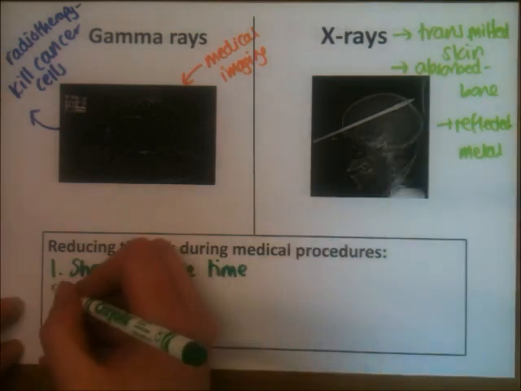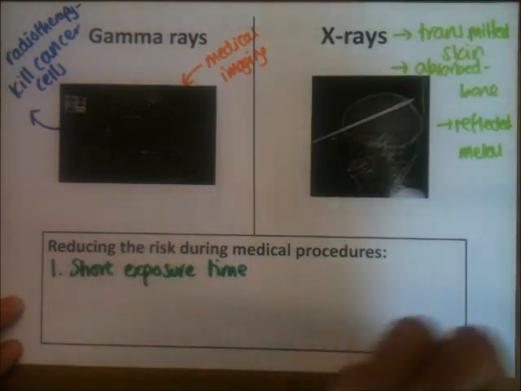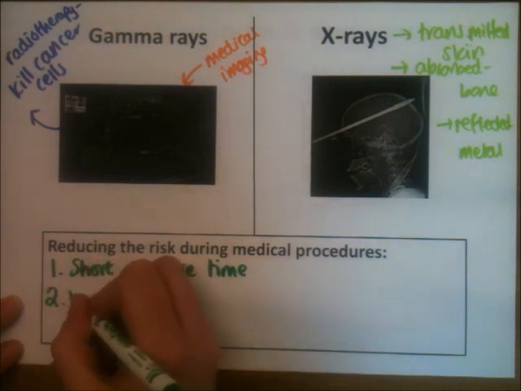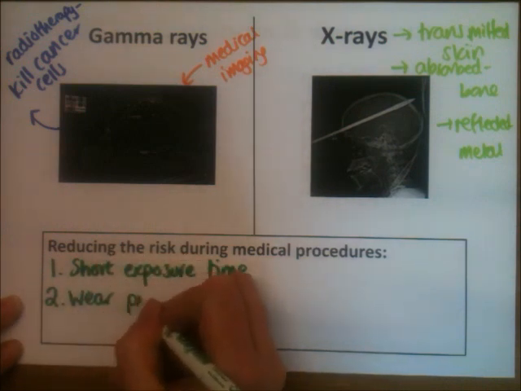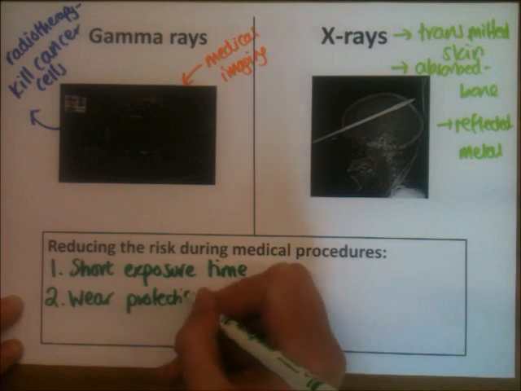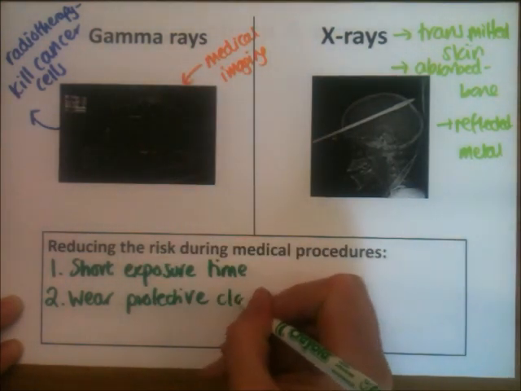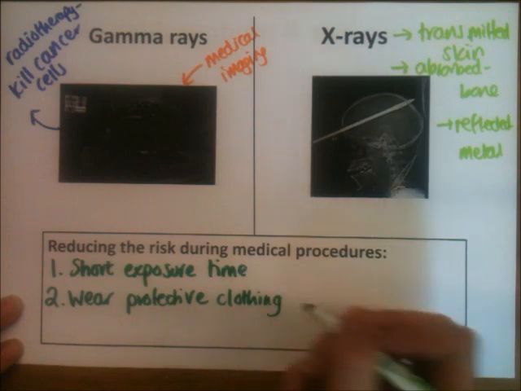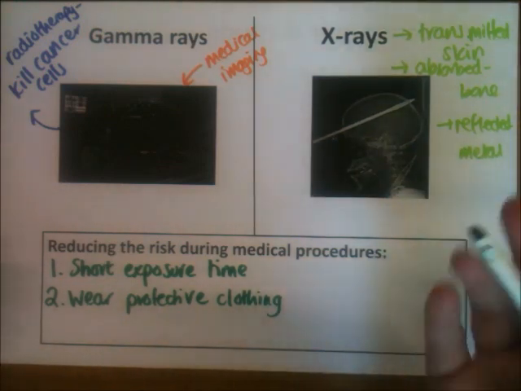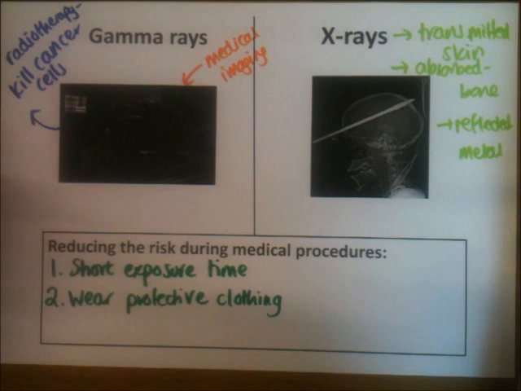Also, if you're working in a hospital doing that kind of thing, you'll wear protective clothing, okay? So you'll often see that x-ray and gamma camera operators wear gloves, and they wear something called iron aprons. Their aprons have got iron in them, and that means that the x-rays and the gamma rays are going to be much harder for them to get through. Okay, not iron, sorry, lead aprons.